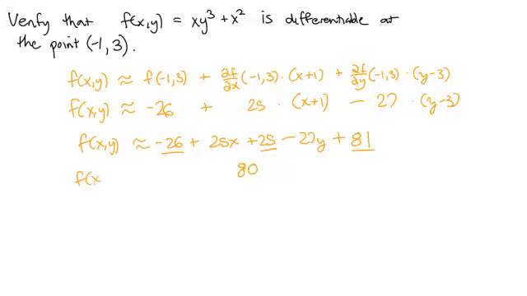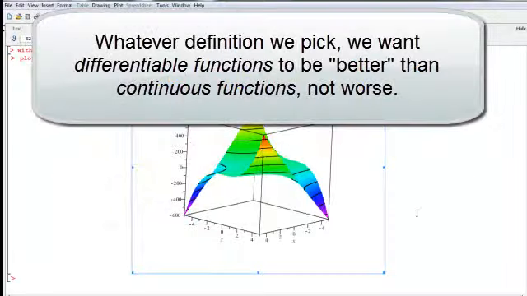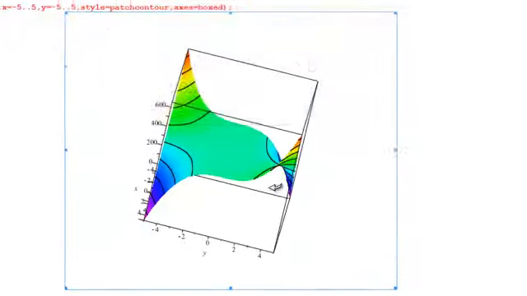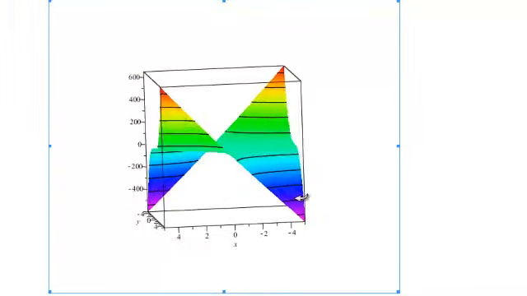So we need to see whether or not f of x, y is approximately the same as 25x minus 27y plus 80 for x, y values who are really close to minus 1, 3. So what I'll do is I'll have Maple plot this function really close to this point, in a very small neighborhood around this point, and see whether or not they match up. So here's a plot of this function, which looks something like, I don't know, maybe a manta ray swimming through the ocean. I've plotted it on a big window just so we could get a large look at it.